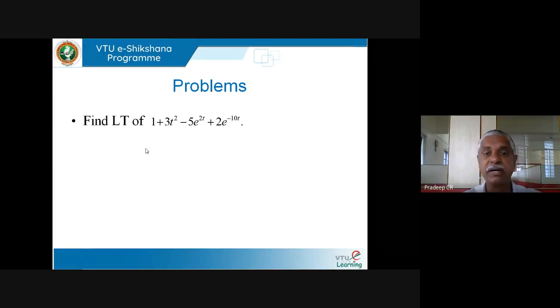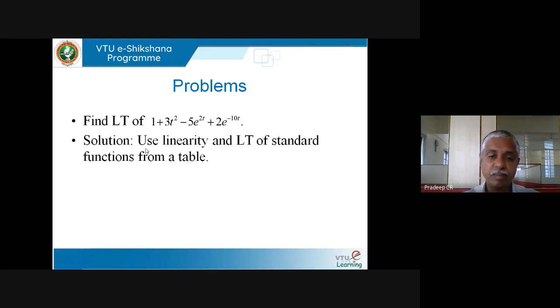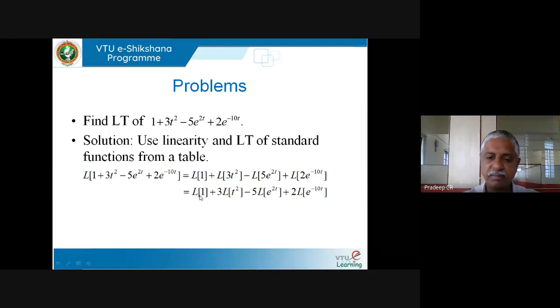So use this kind of argument to find Laplace of this full function, and here are the details. Essentially I use linearity and Laplace transform of standard functions from the table. So this is the procedure. L of this whole thing is L of each one of these with appropriate signs in between, pulling out constants as much as possible. So L of 1 plus 3 L of t square minus 5 L of e power 2t plus 2 L of e power minus 10t.